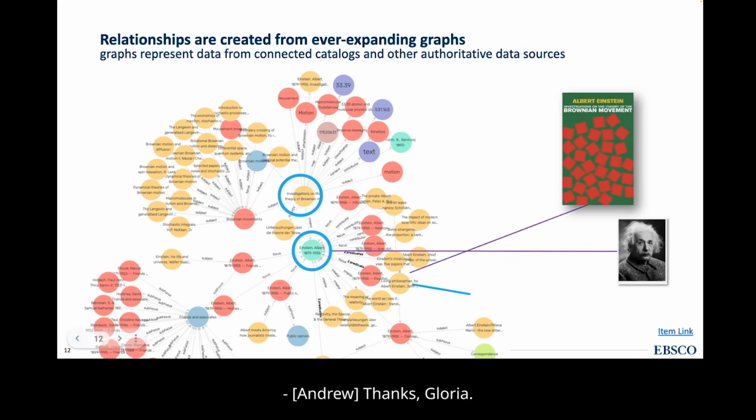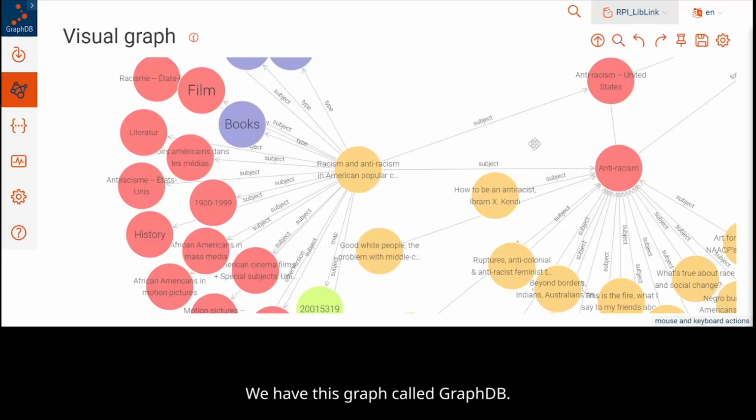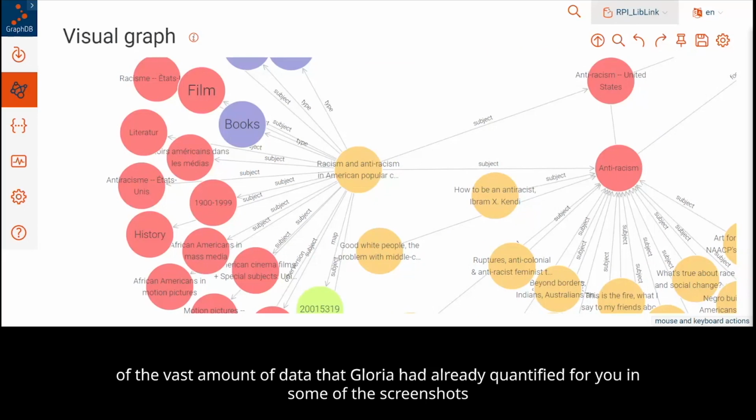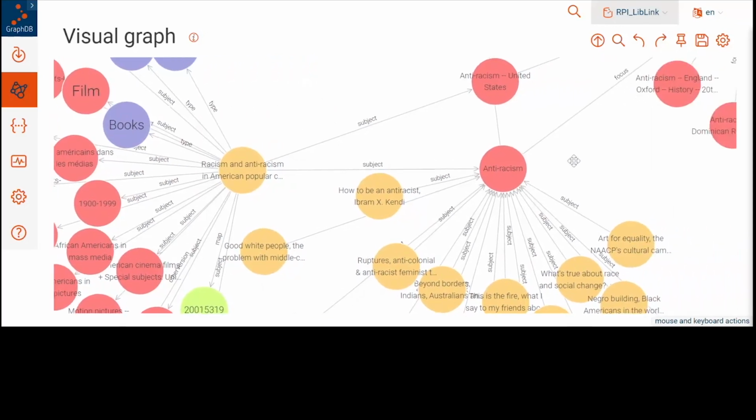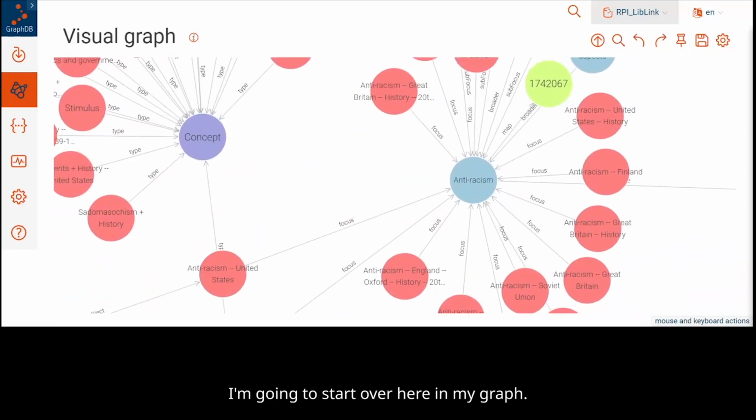Thanks, Gloria. We have this graph called GraphDB. And what I have here is a very small subset of the vast amount of data that Gloria had already quantified for you in some of the screenshots of how the conversion from MARC to BibFrame creates a whole other set of connections and data points that weren't available under MARC. I'm going to start over here in my graph.